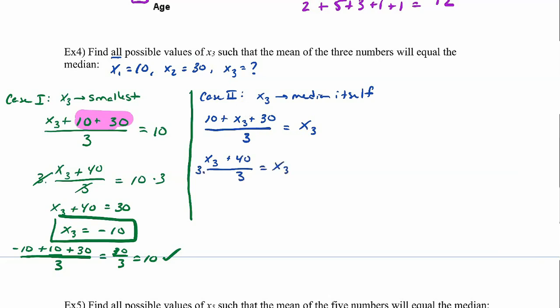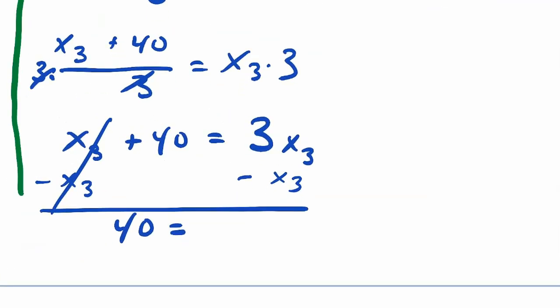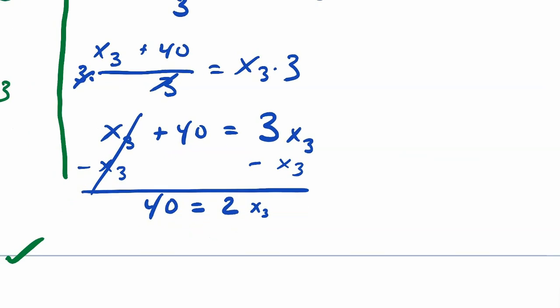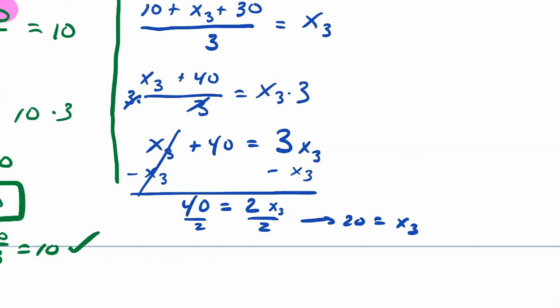I'm going to multiply both sides by 3. So x3 plus 40 equals 3 of these x sub 3's now. And now I want to combine like terms. So I'm actually going to subtract x3 from both sides. On the left I have 40. On the right, if I have 3 of these x3's and I subtract one of them, I'm left with how many of them? 2 of those x3's. Just like 3x minus x is 2x. Right, 3 x3's minus an x sub 3 is 2 of those x3's. And now just divide by 2, and we get that our next possible value is 20.